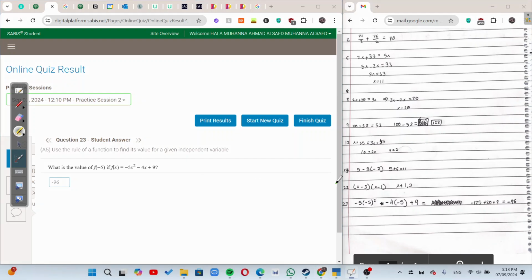Okay, so if you look over here, -5 times what they told you, -5 squared, minus 4 times -5 plus 9. Once you solve this, you're going to get that it's -5 times 25, because the negative sign gets cancelled out with the exponent. So -5 times 25 gives you -125, and -4 times -5 gives you +20, and the +9 you can't change it. And once you add and subtract all of these together, you're going to get your final answer to be 96. So yeah, now the last question.